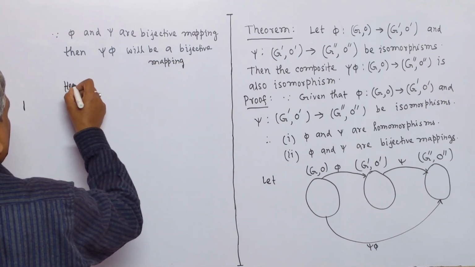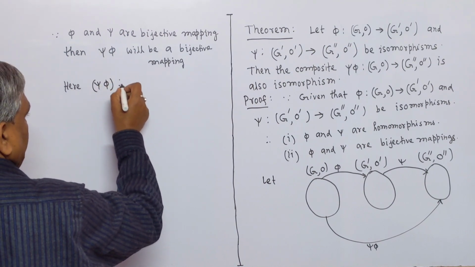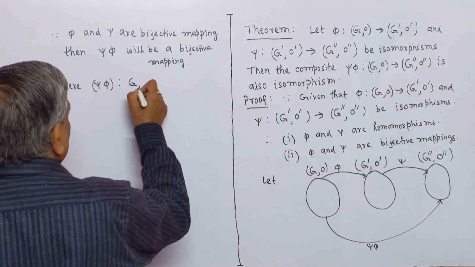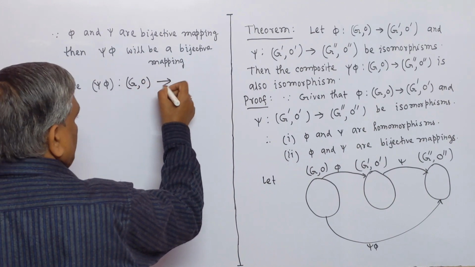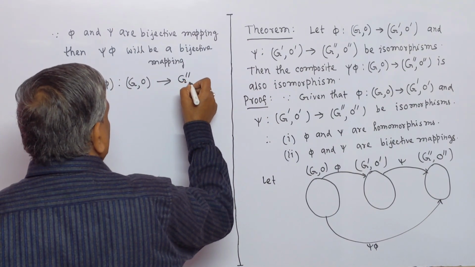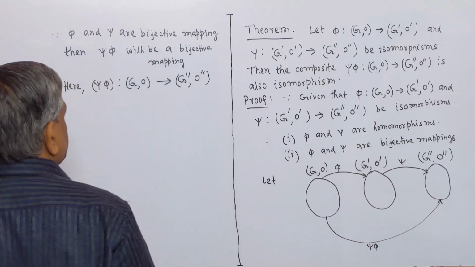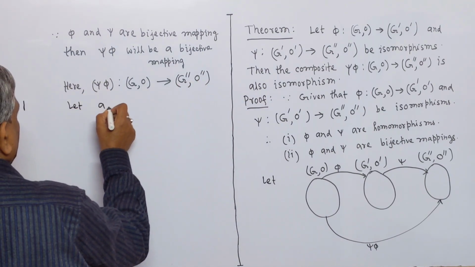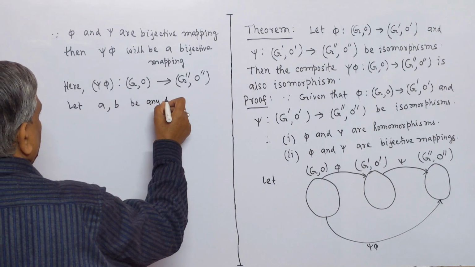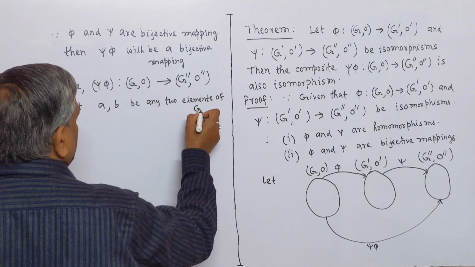Here psi phi is defined on group G with binary operation O into group G double prime with binary operation O double prime. Let A, B be any two elements of G.